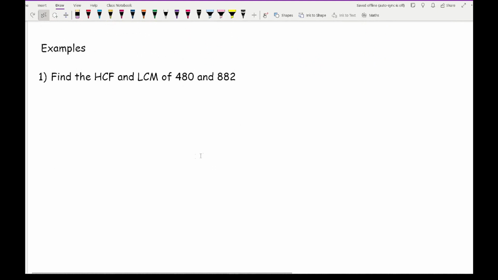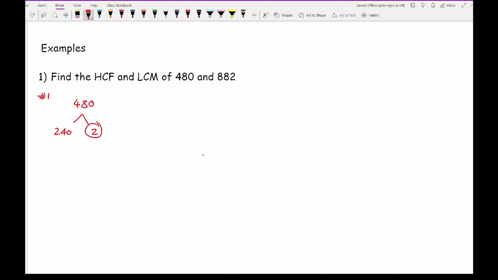So now let's have a look at some example questions. The question is asking us to find the highest common factor and the lowest common multiple of 480 and 882. So the first thing I want to do is to write down each of those numbers as a product of their prime factors. So for this first one, I'll draw a factor tree. You can just remind yourself how we do that. What you're doing is finding two numbers that multiply together to equal the top number and circling any prime numbers. So here I've just gone for 2 times 240.